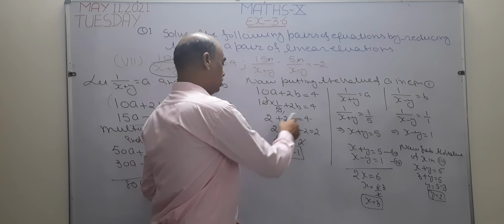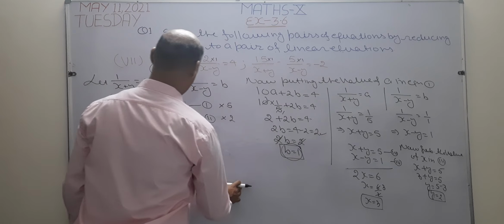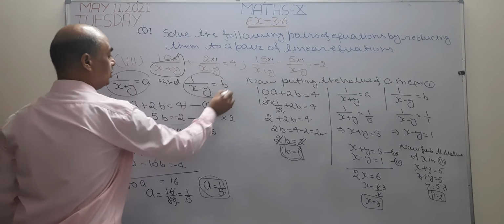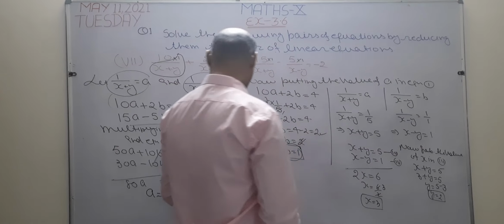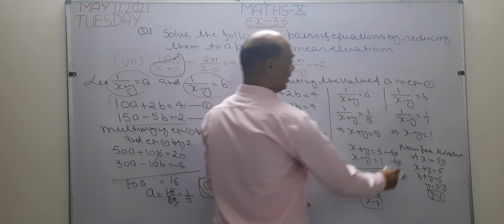Now in this question we have to find the value of x and y. So it means we have to substitute the values of both a and b here. So I write here 1 upon x plus y equal to a, 1 upon x minus y equal to b. What is the value of a? Value of a is 1 by 5. So I write here 1 by 5. What is the value of b? 1. So I write here 1.